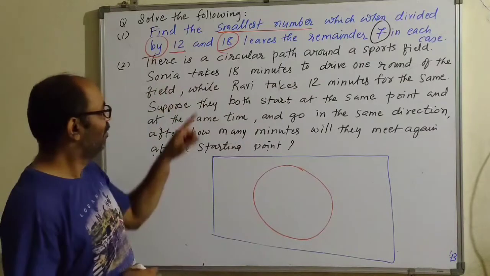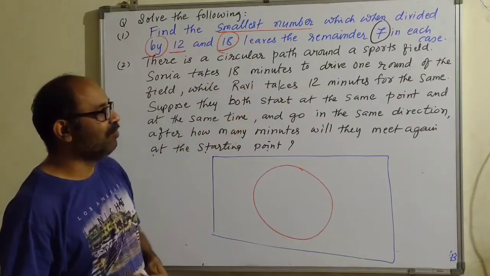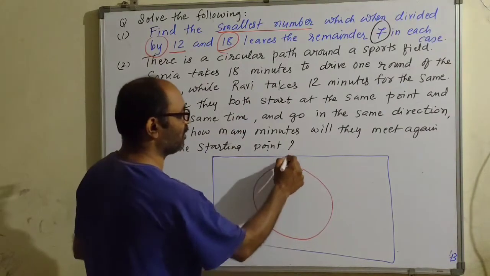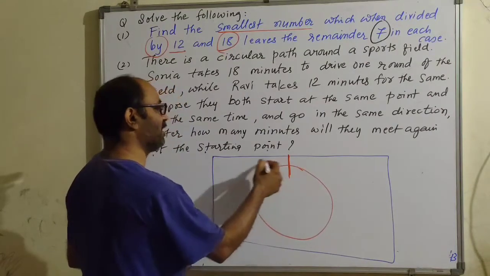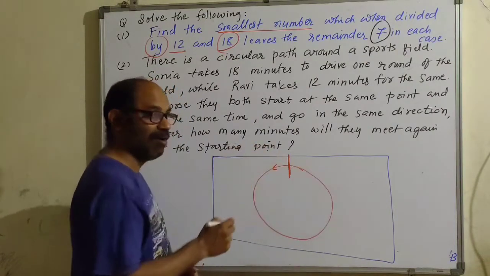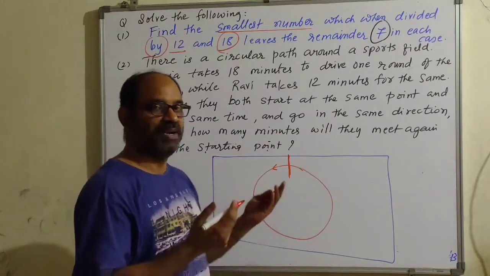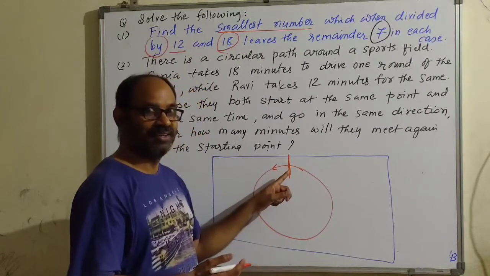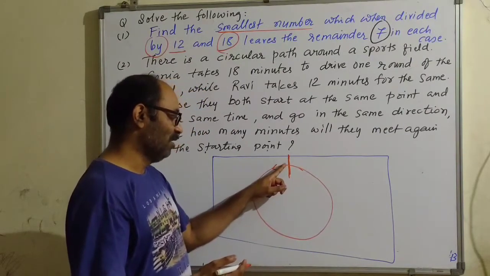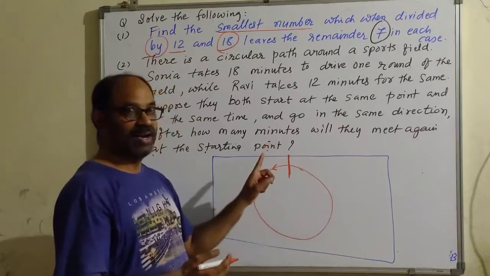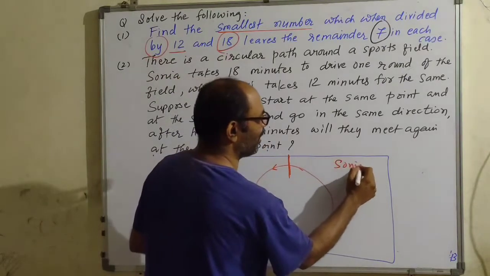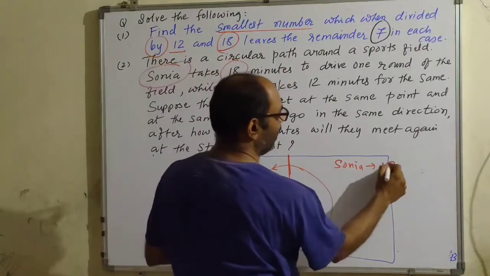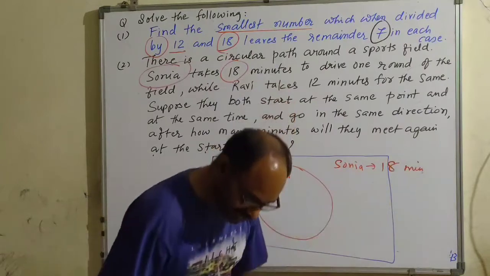Sonia, a girl, takes 18 minutes to drive one round of the field. Sonia, suppose this is the starting point. She moves in this direction and completes one round. She may drive a bike, she may drive a car, whatever. Alright? She drives. She's not running, she's driving. She starts from here and completes one round. Sonia completes one round in 18 minutes. Okay, children?